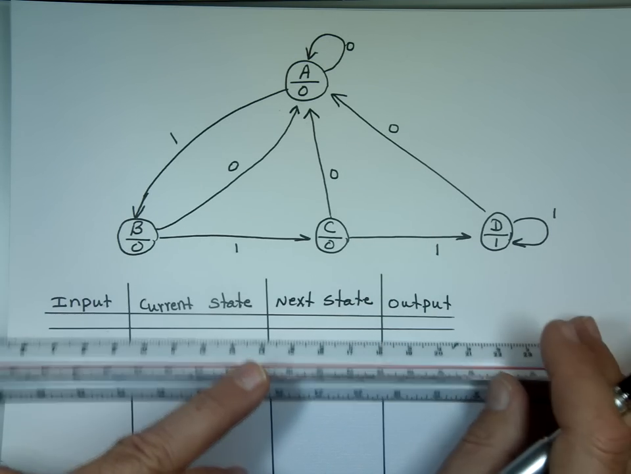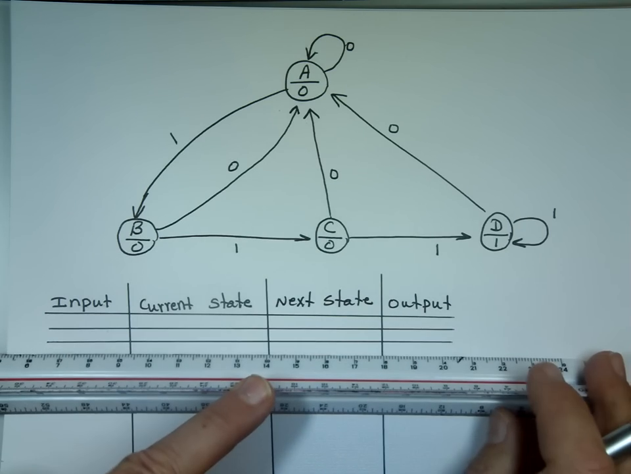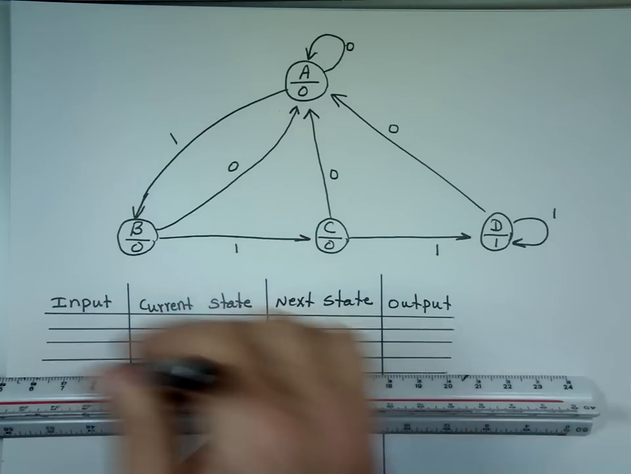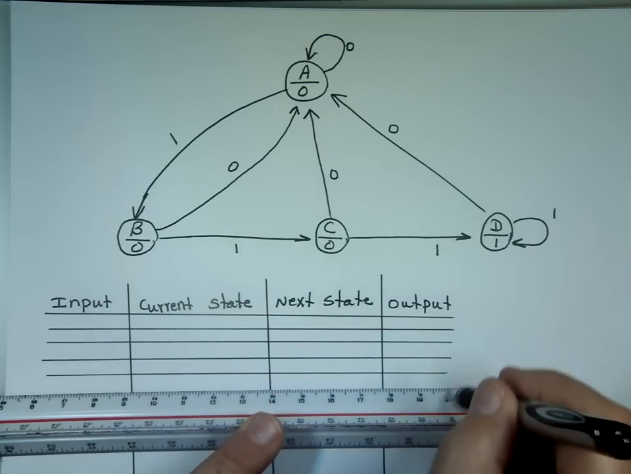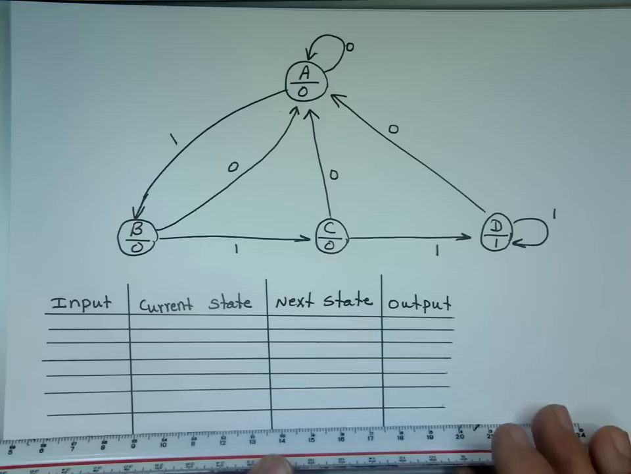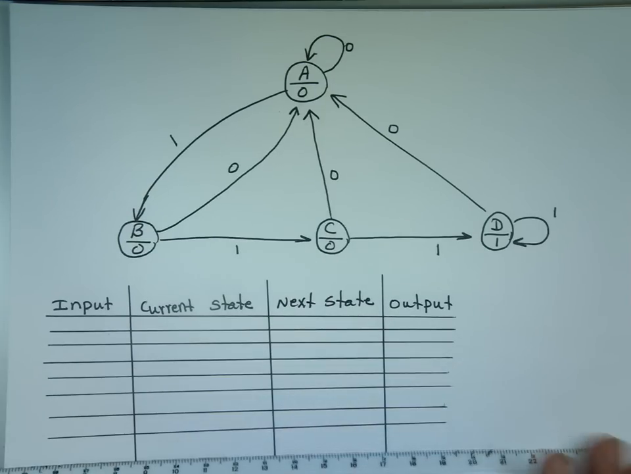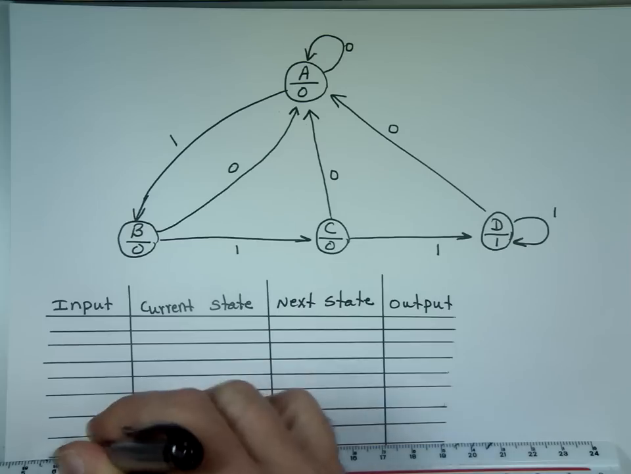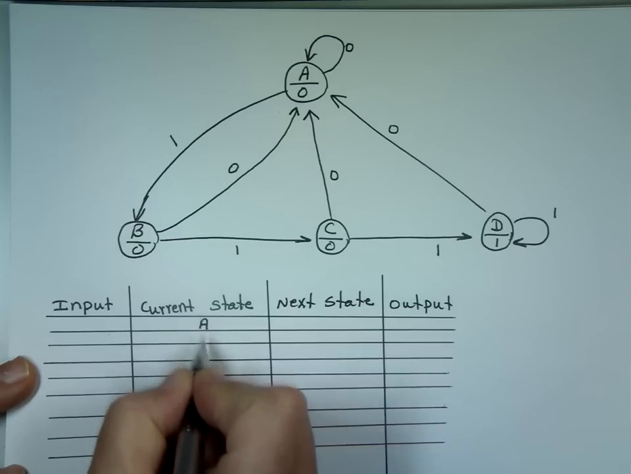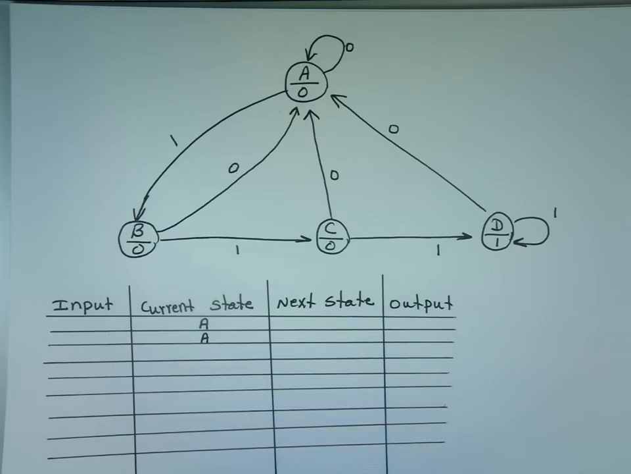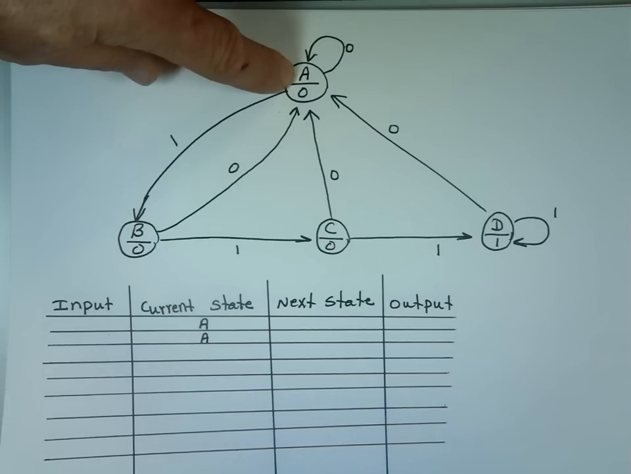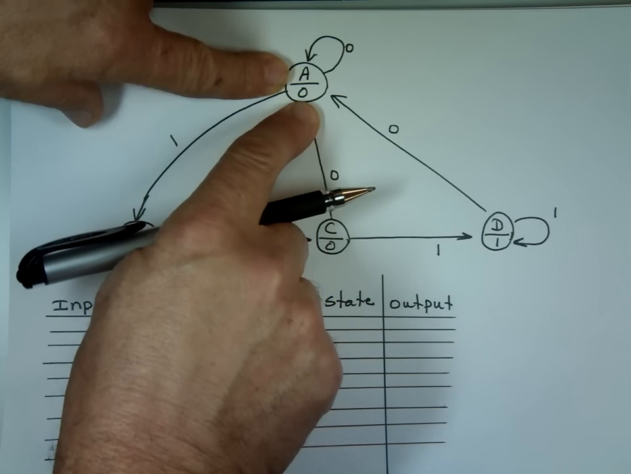1, 2, 3, 4, 5, 6, 7, 8. Let's begin with state A. Twice. If my input is 0, this is state A. When you're in state A, what's your output always? 0.